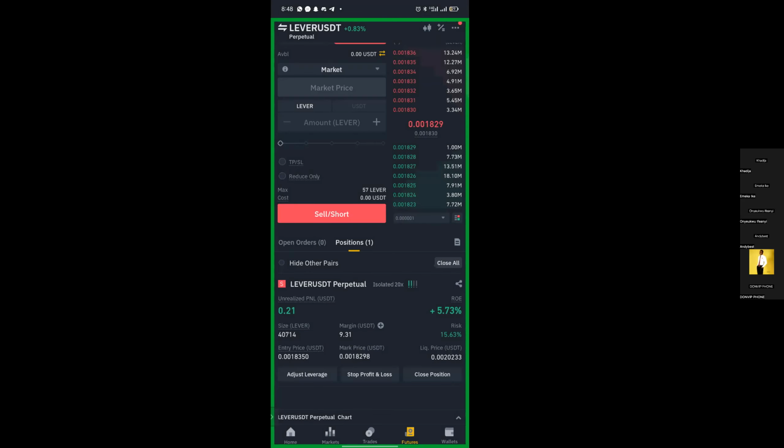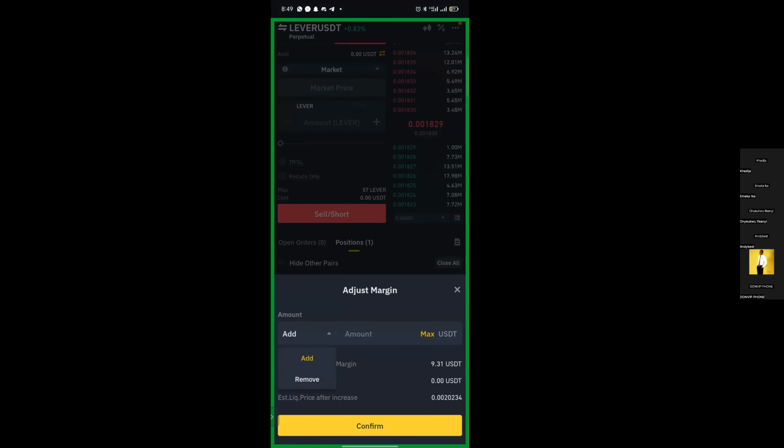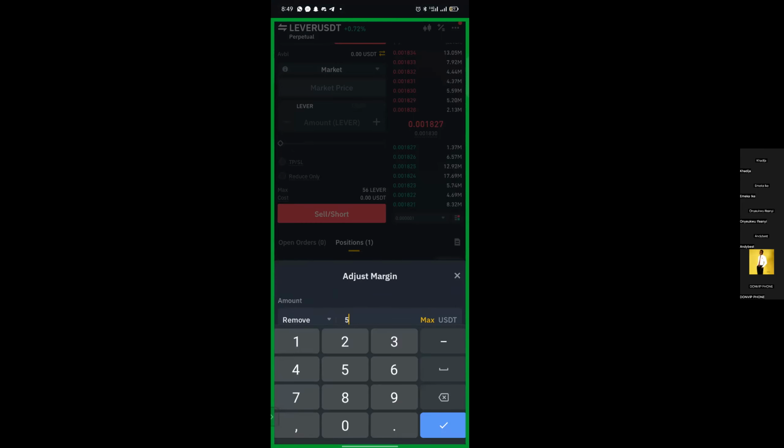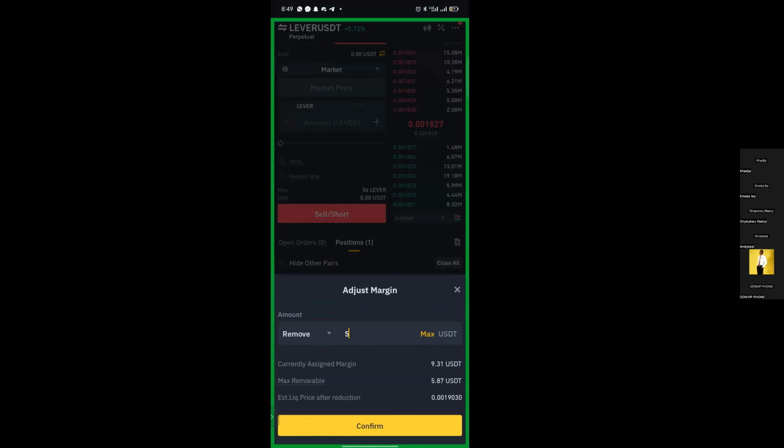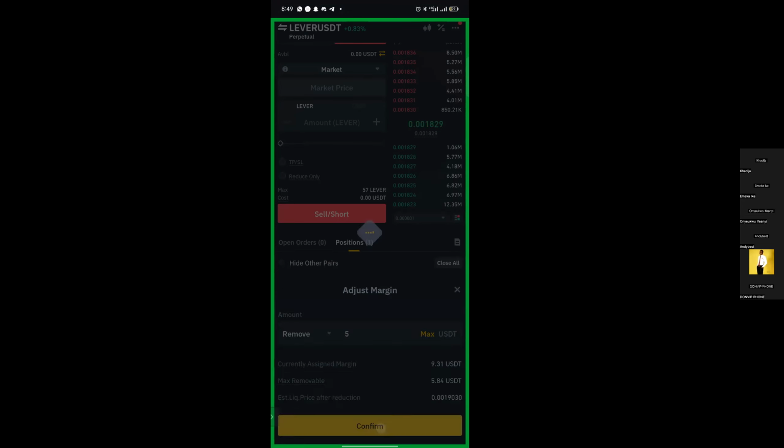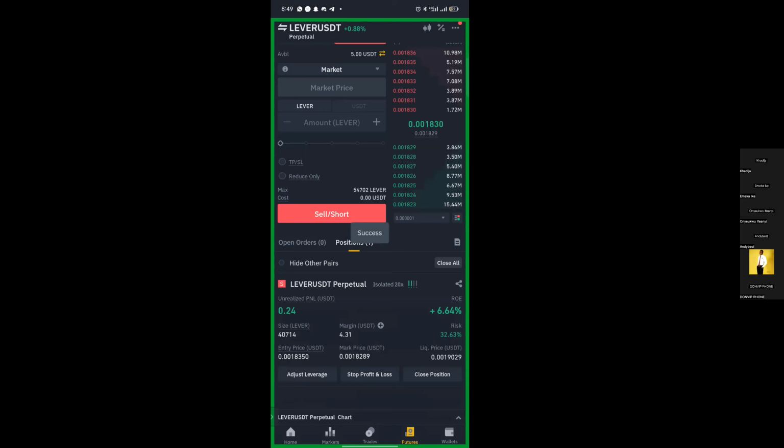Okay, let me go back to this margin. Now you go to the remove section, you select remove. I want to remove the $5 indicated there. If I remove, my liquidation will be at 0.19. I say confirm. So I've removed it back. I see I have little of it left, but that's not everything I removed. So I have $5 removed.